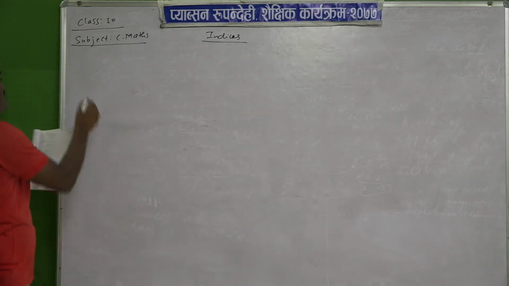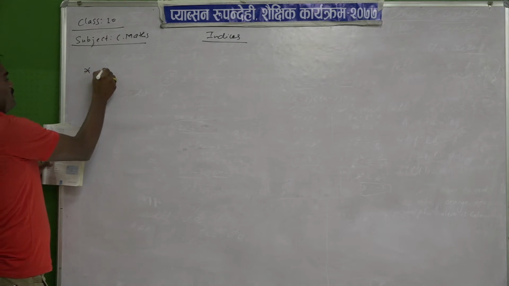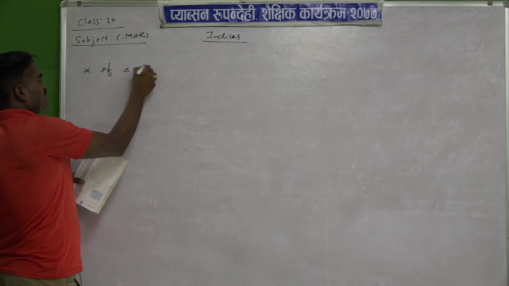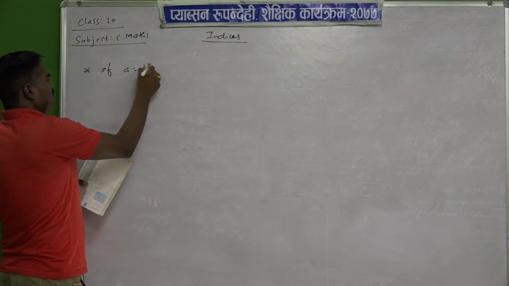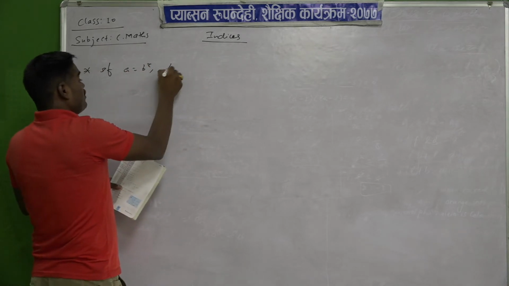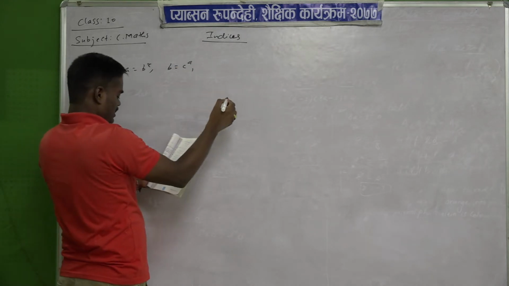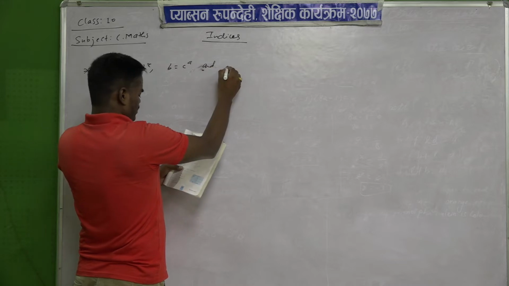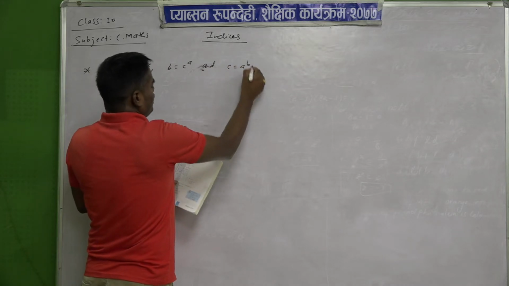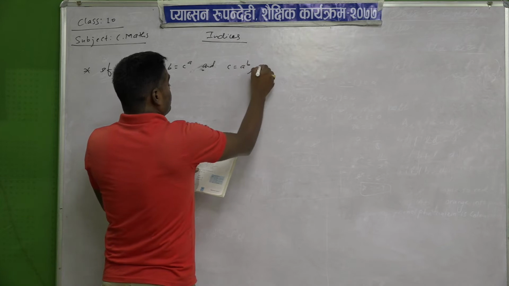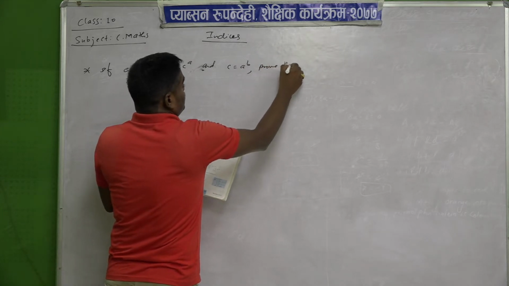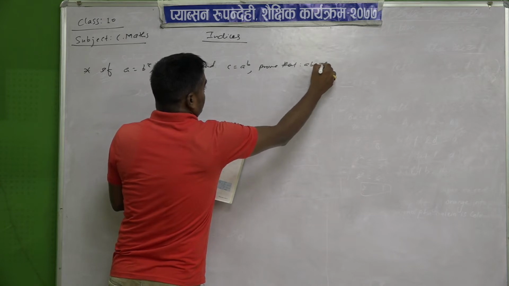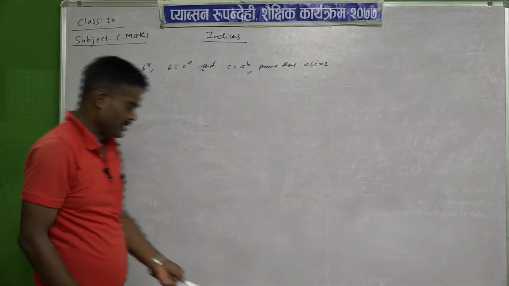See here, the next question is: if a equals b power c, and b equals c power a, and c equals a power b. So, what do we have to prove here? The question says, prove that abc equals how much? 1. abc equals 1.